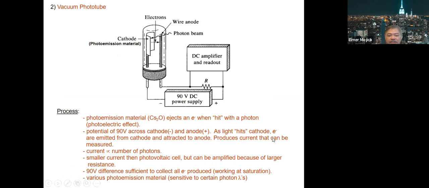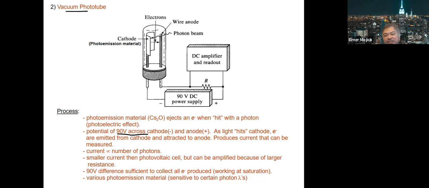Now, the other one that they use is the vacuum phototube. Here you have a photoemissive material. Cesium oxide ejects an electron when hit with a photon, so this is a photoelectric effect application. There is a potential of 90 volts across the cathode and anode. As the light hits the cathode, electrons are emitted from the cathode and attracted to the anode, so it produces a current that can be measured.